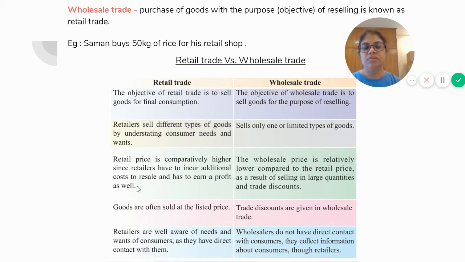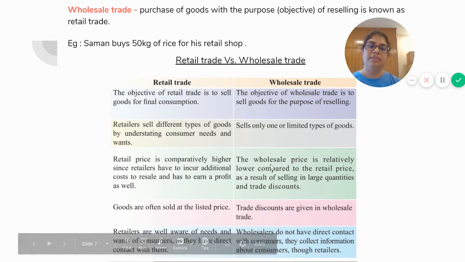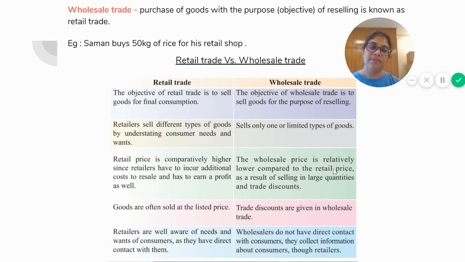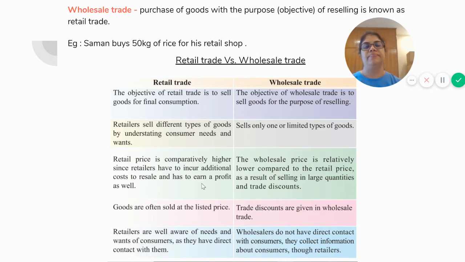When we are considering the price per unit, the retail price is comparatively higher, since retailers have to incur additional costs to resell and have to earn a profit as well. But the wholesale price is relatively lower compared to the retail price as a result of selling in large quantities and trade discounts. That's also clear, because to attract the attention of the consumer, retailers have to incur a lot of expenses like advertising, promotional, and decorative expenses. Wholesale traders are not worried about such expenses.